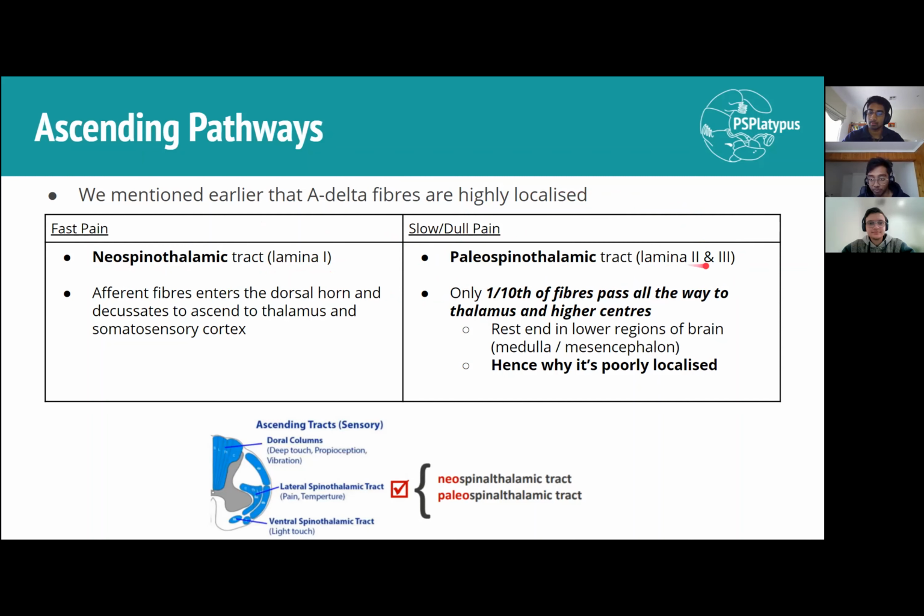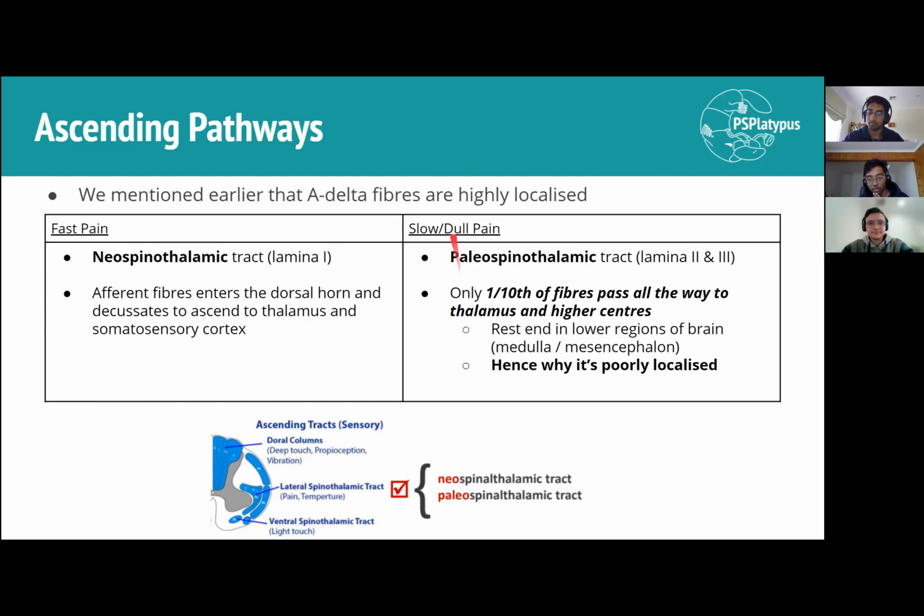When I say lamina, it refers to when you cut a cross section of the spinal cord, and it refers to specific areas on that cross section of the gray matter in the middle. Oh, sorry, white matter and gray matter, I think. But neospinothalamic tract exists in lamina 1 and paleo exists in lamina 2 and 3.